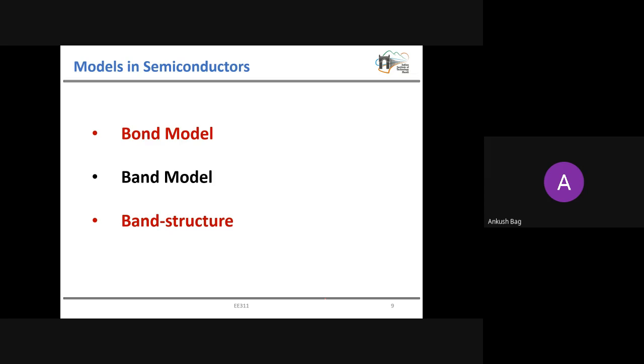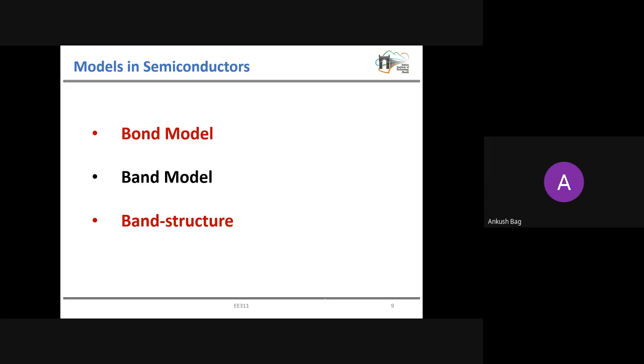Now to understand these phenomena at the microscopic or nano level, we need to take help of these three models in semiconductors. One is the bond model. Then you know the band model. Band means the energy band, conduction band, valence band, and how this forms in a semiconductor or other material. And you know that depending on the difference between the conduction band and the valence band, you can name your material metal, semiconductor, as well as insulator.